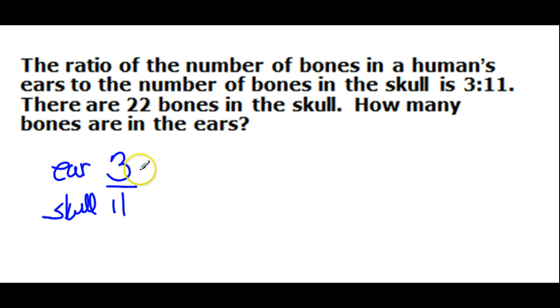So 3 is to 11 as, now when I go to set up the equal ratio over here, the number of bones in the ear needs to go on the top, and total bones is down here. Okay? And then we can let that be an X up there. Now, in this case, we can just look. What times 11 will give you 22? That's going to be a 2. And then multiply the top by 2. And that means there are 6 bones in the ear.